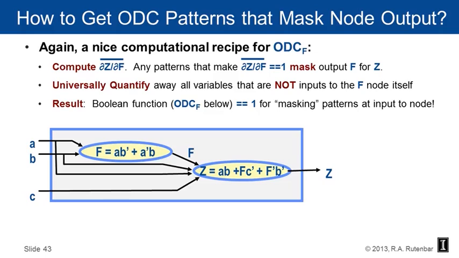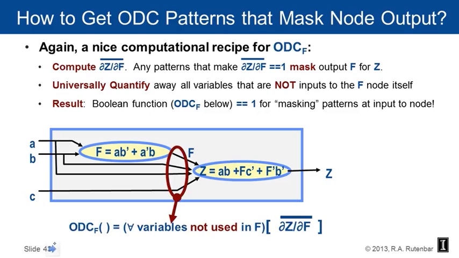What do I start with? I start by computing del Z del F complement. Any patterns that make that thing a 1 mask F for Z. Make Z not depend on F. And then I universally quantify away all the variables that are not inputs to F, because just like with the controllability don't cares, there's a lot more variables happening here, and the patterns of behavior that I'm interested in must stay true for all values of the variables that I get rid of. And the result will be the observability don't care, a Boolean function that makes a 1 for these masking patterns. So here's the equation.